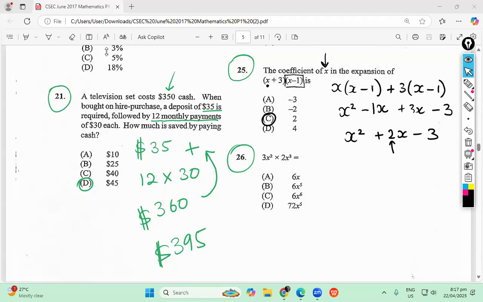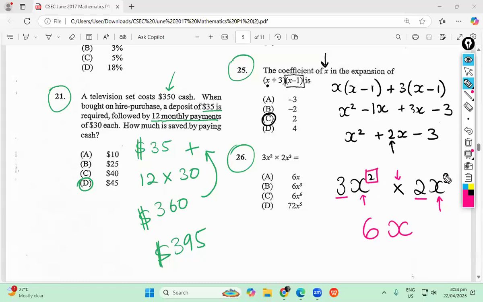Number 26. 3x squared multiplied by 2x cubed. You multiply 3 by 2, you will get 6. Whenever the bases are the same and it's a multiply, what do you do with the powers? You don't multiply the powers. Multiply means to add the powers. 2 plus 3 is 5. So the answer is B.